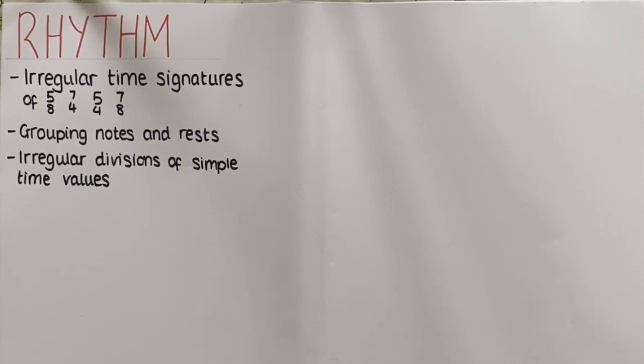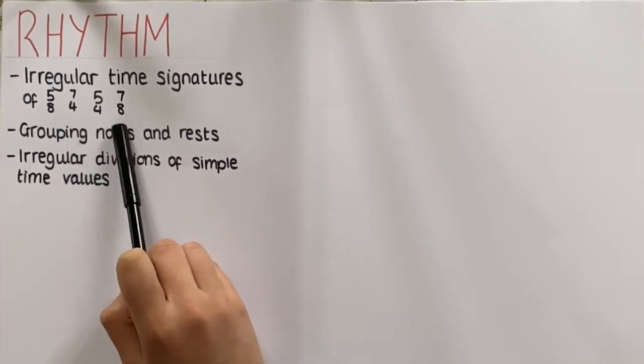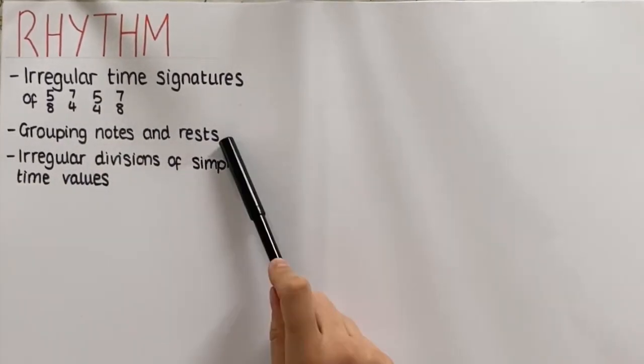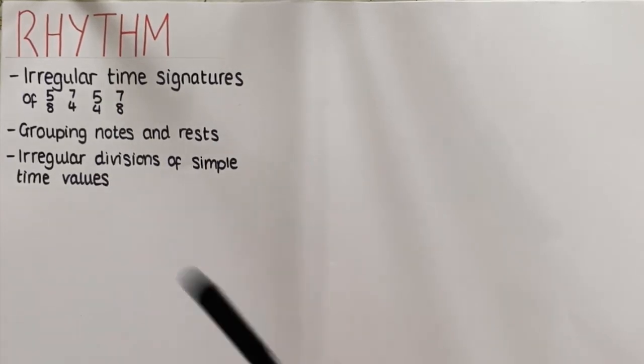Hello everybody, so in this video we're going to be looking at the rhythm section of the exam, which is usually the first question. So we're going to be talking about irregular time signatures of 5/8, 7/4, 5/4 and 7/8, the grouping of notes and rests in these time signatures and the irregular divisions of simple time values.